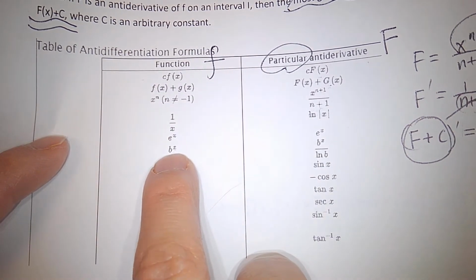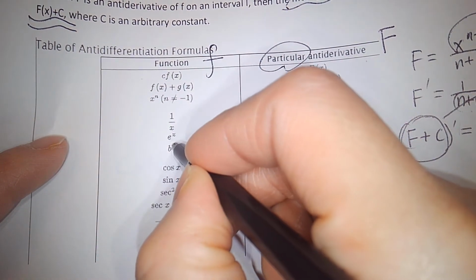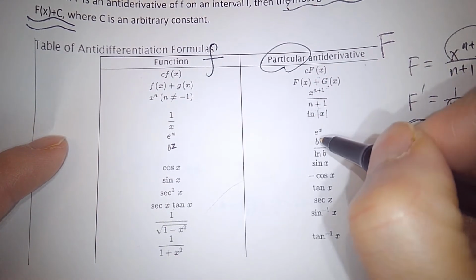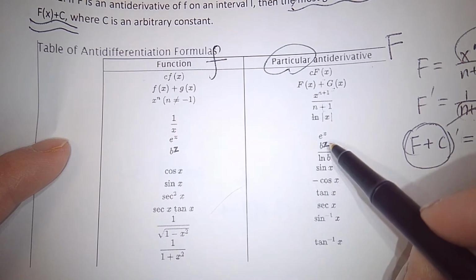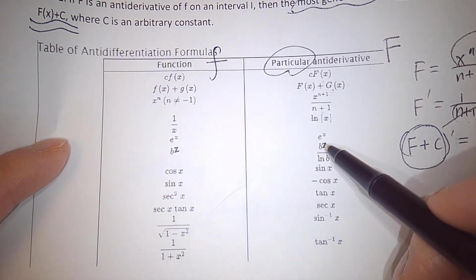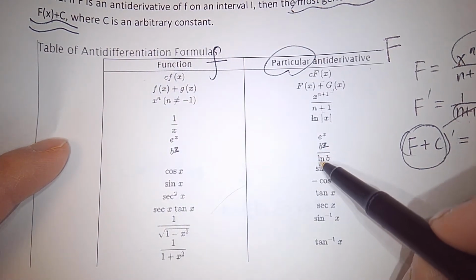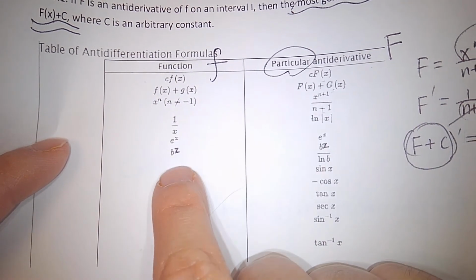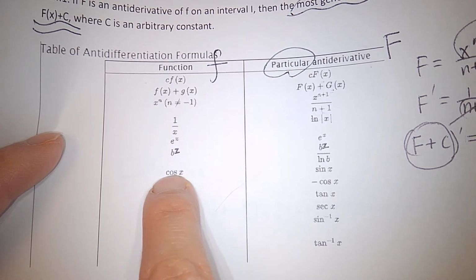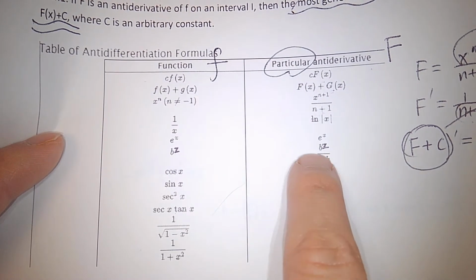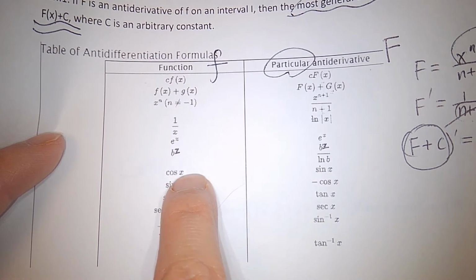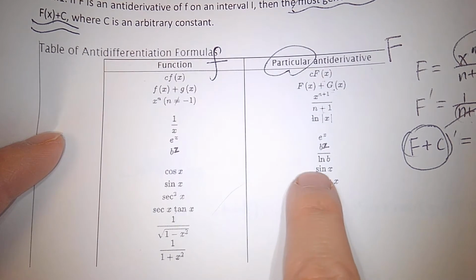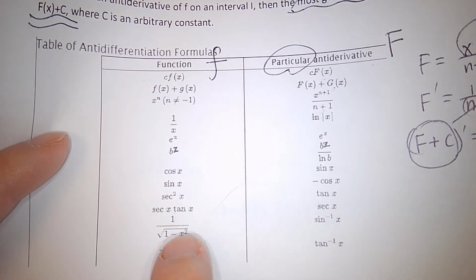B to the z. This is b to the z. And the derivative is b to the whatever, x or z, it doesn't matter. If we have a z here, this should be z, because b to the z divided by ln b has derivative equal to b to the z. Okay? So, yeah. Cosine x antiderivative is sine x. Why? Because sin of x derivative equals cosine, right? Sin's antiderivative is negative cosine, because negative cosine x derivative equals positive sin.